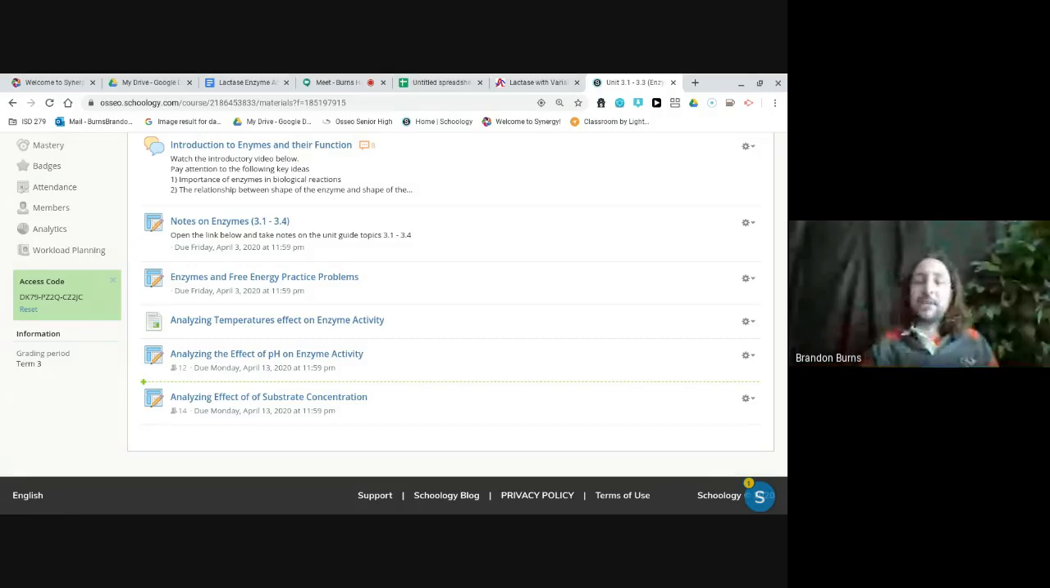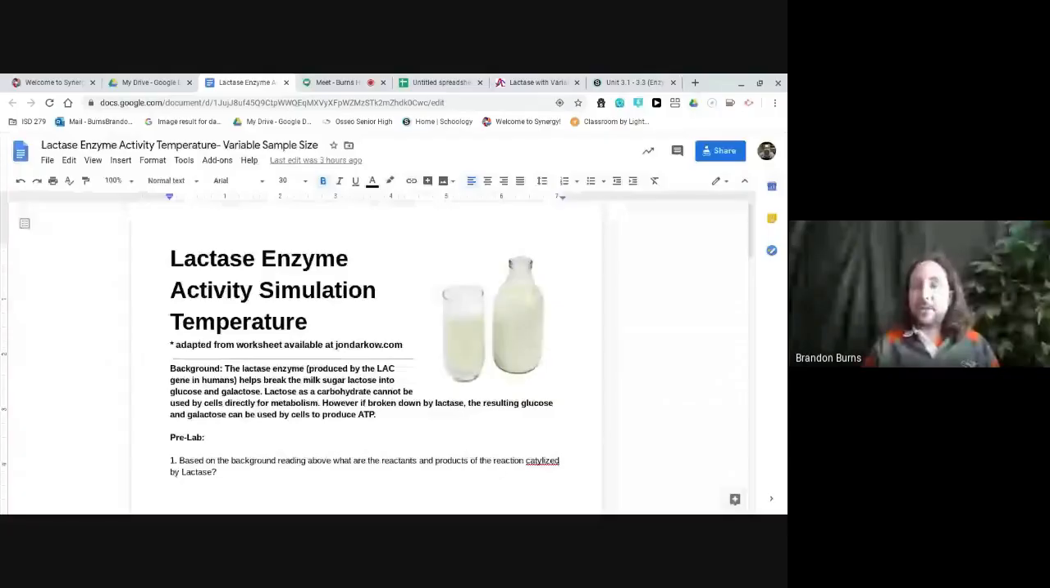But this is going to just be an introduction into how to use models to simulate research. So this is the document that I have linked on that page. This is essentially the one I'm going to do with you, and then you're going to be doing something similar, but with a different variable.